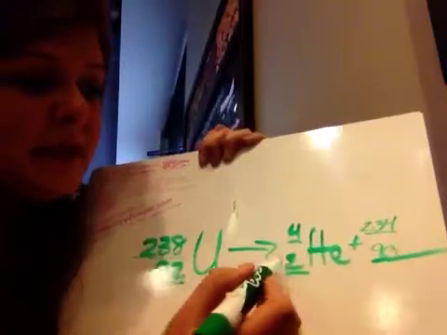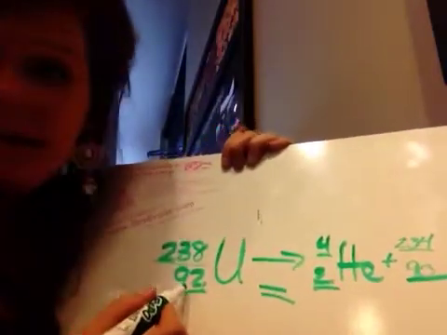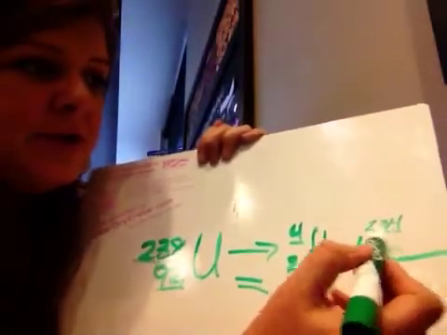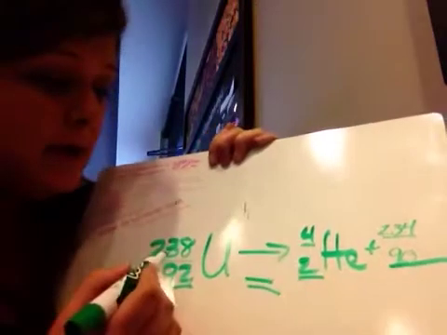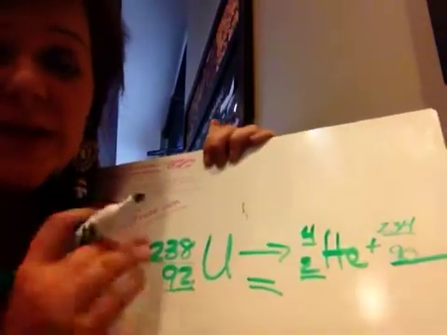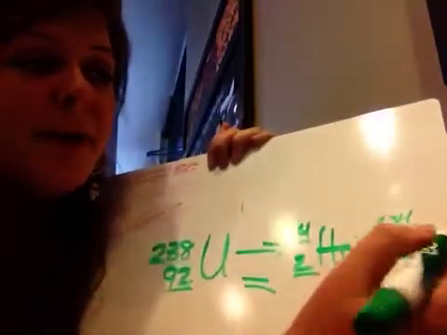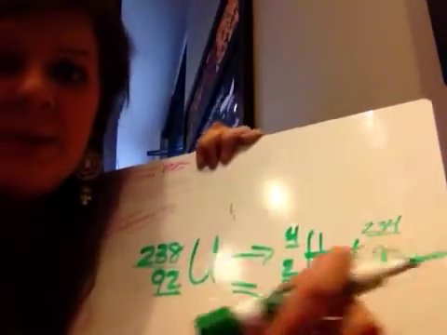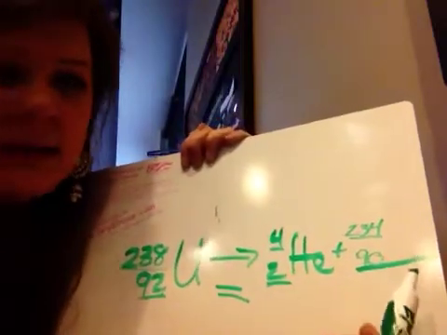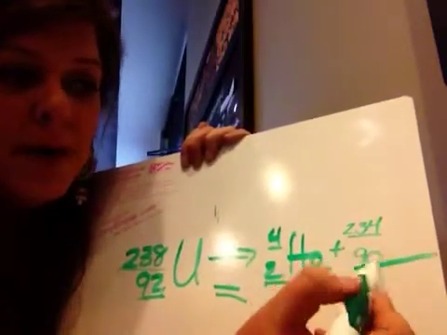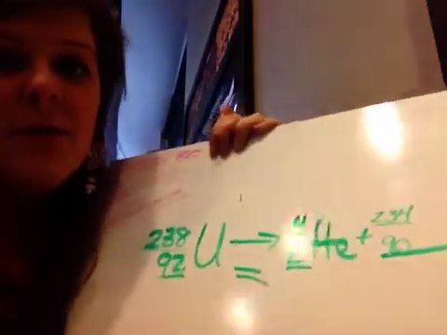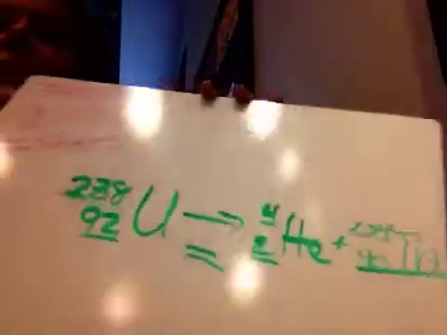So now if I add this 90 plus this 2, I get 92. On the other side I have 92. If I add my 234 and my 4, I get 238. And on the other side of the reaction is 238. So everything is balanced. But I need to figure out what element this is. I can figure that out by looking up what element has the atomic number 90. And if you look that up, you would see that it is thorium, which is Th. So that's how you would do an alpha decay reaction.